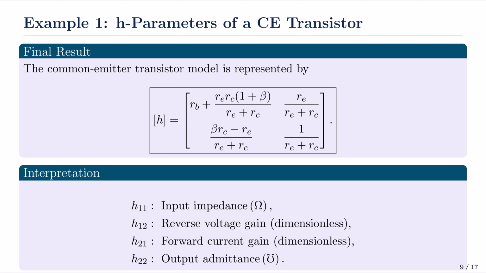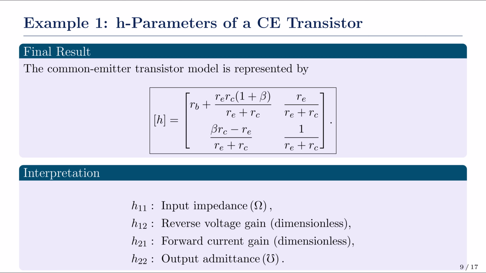The four elements have clear physical interpretations. H11 is the input impedance in ohms. H12 is a dimensionless reverse voltage gain. H21 is the dimensionless forward current gain. Finally, H22 is the output admittance in Siemens. This example illustrates the main advantage of the hybrid representation.